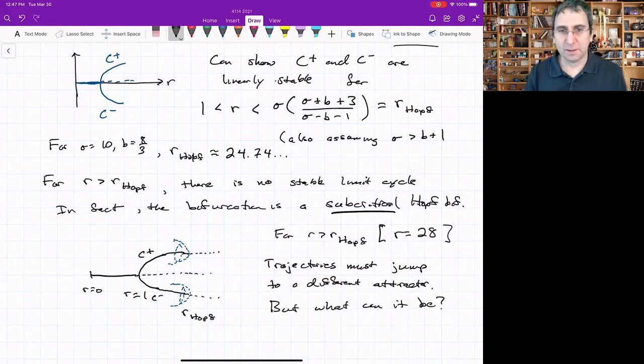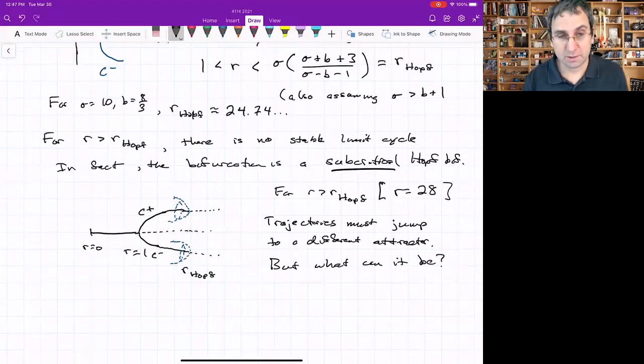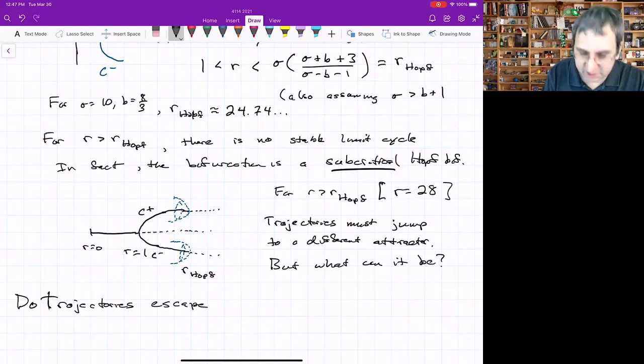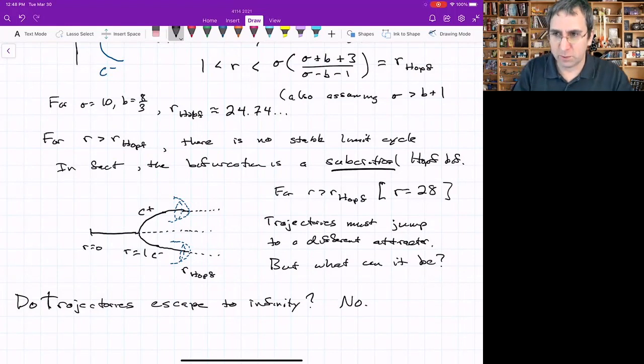You might be thinking, hold on, do they have to jump to an attractor? Maybe they're escaping to infinity, but it turns out, no, they don't escape to infinity. We'll ask it as a question. Do trajectories escape to infinity? If everything's unstable, do they just shoot off? You could answer this. We won't go through the calculation, but the answer is no.